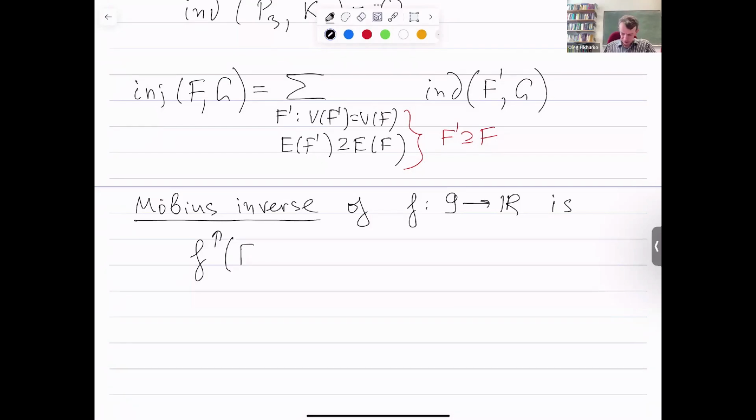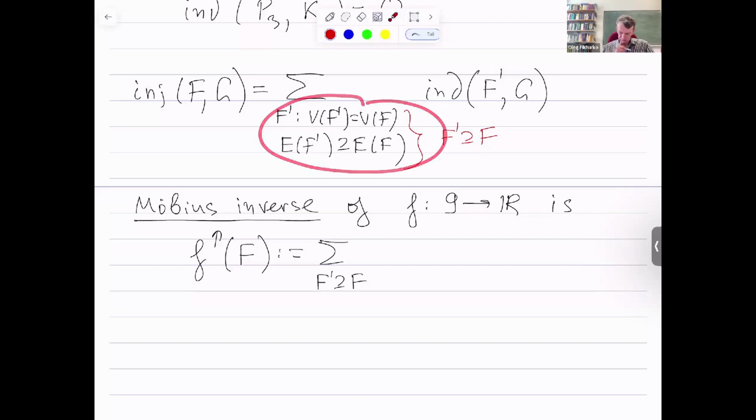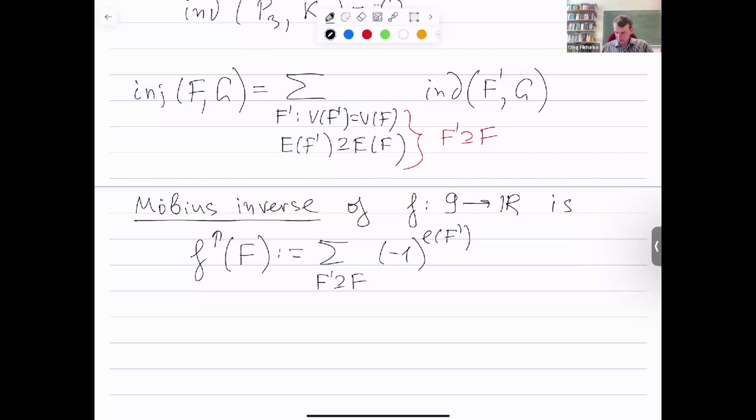And on a graph, say capital F, by definition, I take a sum over all F prime superset F, which exactly means what I wrote above: that it has the same set of vertices and at least as many edges, the same edges that F has plus perhaps extra edges. And the transformation is, I take -1 to the power of the difference of edges between them, and then I compute little f of capital F prime. So that's the definition.